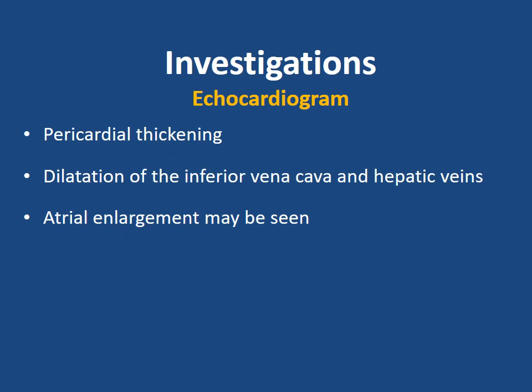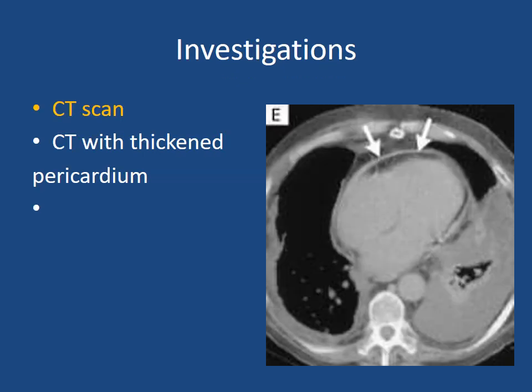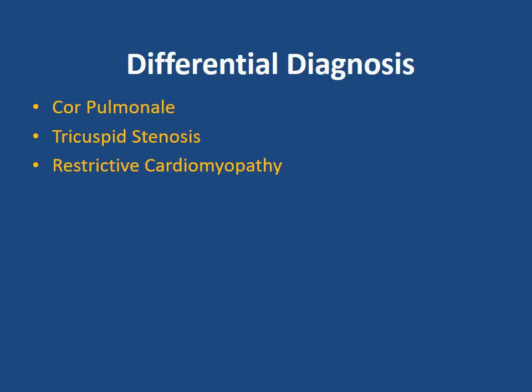After the X-ray, we can offer the echocardiogram. Pericardial thickening, dilatation of the inferior vena cava and hepatic veins, and atrial enlargement can be seen on echocardiography. The next investigation is a CT scan. In the CT scan, we can identify the thickened pericardium, as pointed out by the arrow in the diagram. The differential diagnosis of constrictive pericarditis includes cor pulmonale, tricuspid stenosis, and restrictive cardiomyopathy.